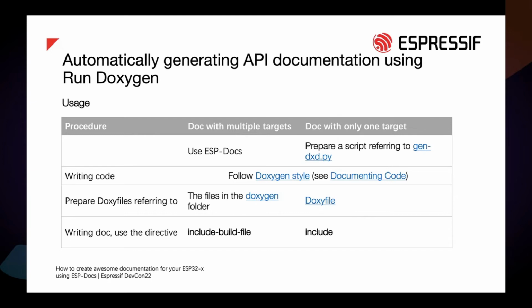But if you're writing documentation for one target and don't want to use ESP Docs, but still you want this feature, you can prepare a script referring to the gen_dxd Python script. When you're writing code, you need to follow Doxygen style. And then you need to prepare Doxyfiles referring to the files in the Doxygen folder for documentation with multiple targets, and referring to Doxyfiles for docs with only one target. And then when writing doc, use the directive include-build-file or include directive depending on the documentation you prepare.